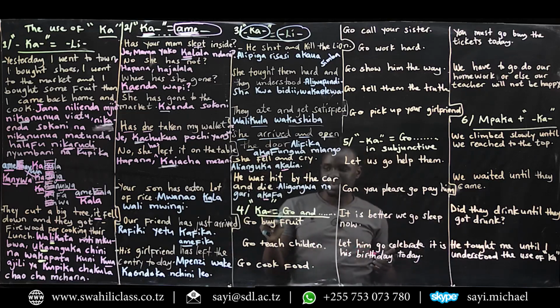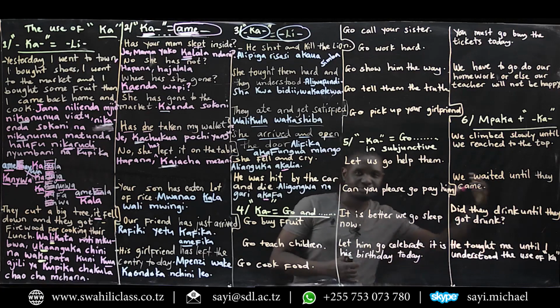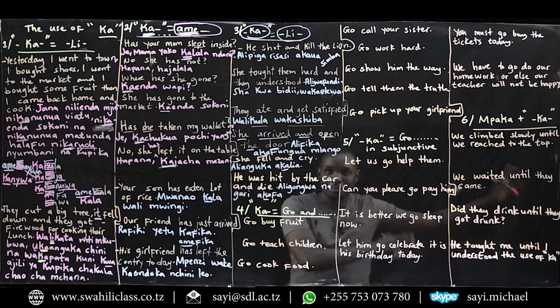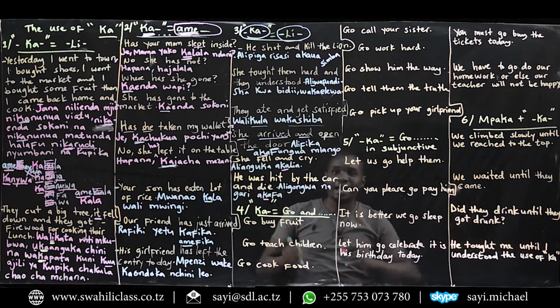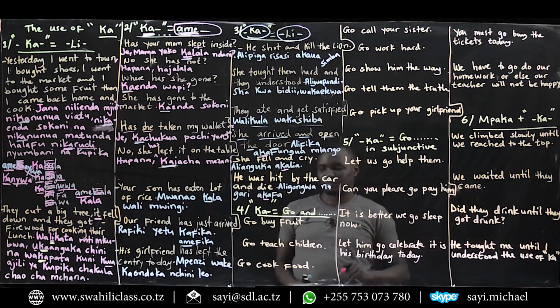So this ka means go do something or go and do something. So every time you want to say go and do something, you say ka. Look at this. And this is imperative, so it's more like a command.